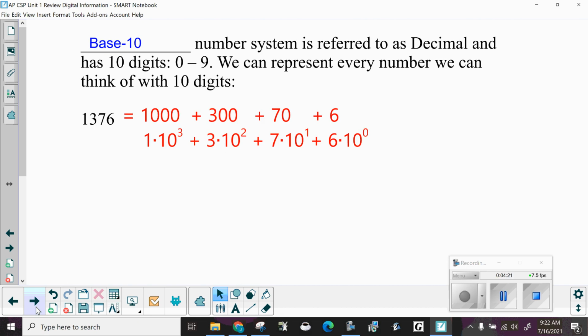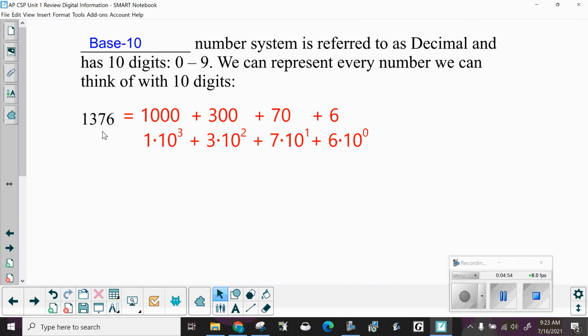Base 10. This is the number system that is referred to as decimal and has 10 digits, 0 through 9. Humans across the world typically use base 10, probably because in the early days we had 10 digits. We had 10 fingers on which to count. We can represent every number we can think of with our 10 digits, 0 through 9. And why is it base 10? Because every digit or every place is some number of that base 10.